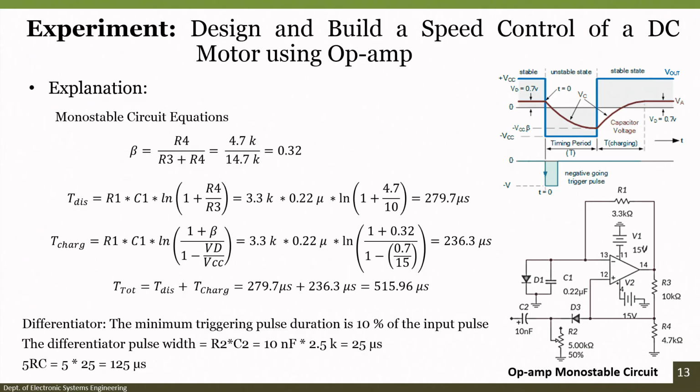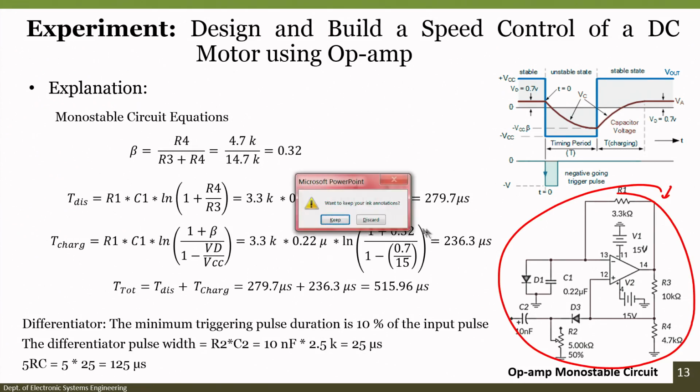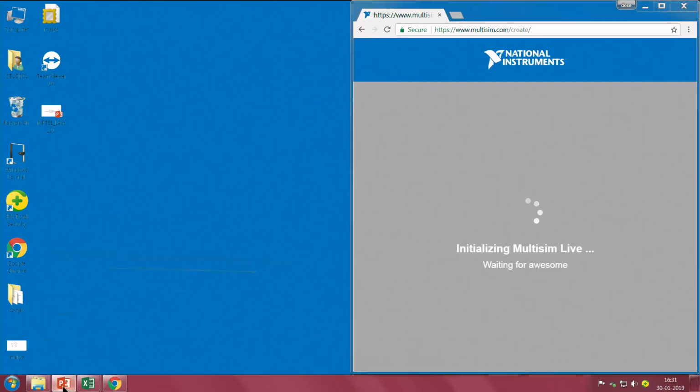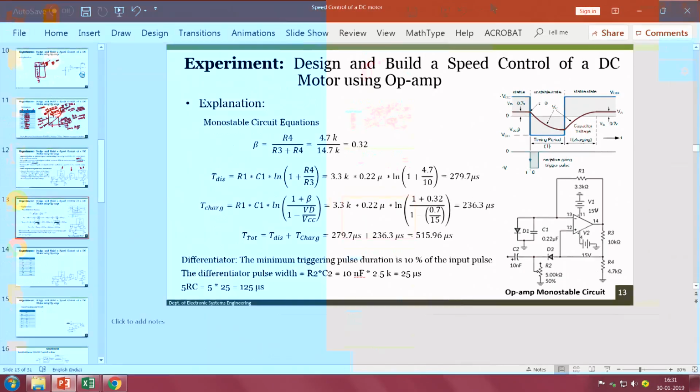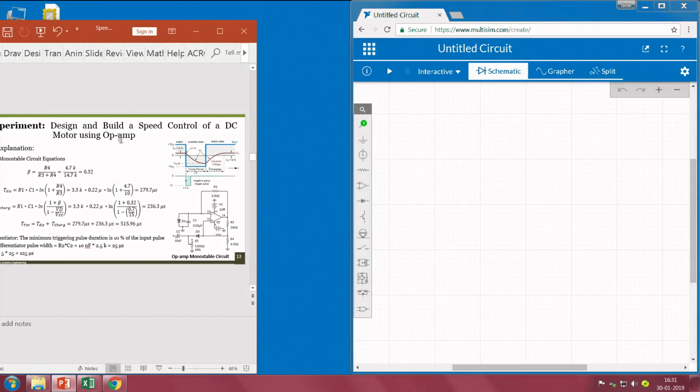Now what we do is that we will simulate this monostable multivibrator and see whether we are getting the same pulses that we have seen. So, for simulation, let me see the circuit. This is the circuit that we require.